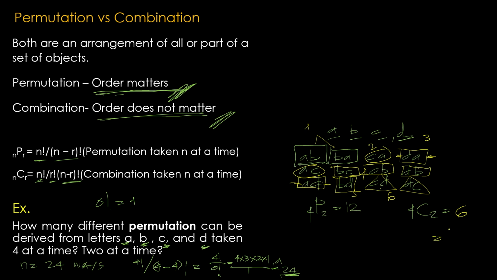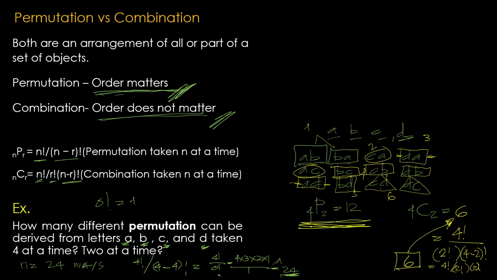Or, using the formula, you can have n factorial, which is 4. There are 4 letters. 4 factorial all over r factorial. How many ways taken at a time? So, meaning two at a time, that would be 2 factorial, multiplied by 4 minus 2 factorial. So, therefore, you have 4 factorial divided by 2 factorial times 2 factorial. What is the answer? It should be 6. Okay? You got the difference between permutation and combination. Permutation, order matters. Combination, the order does not matter.